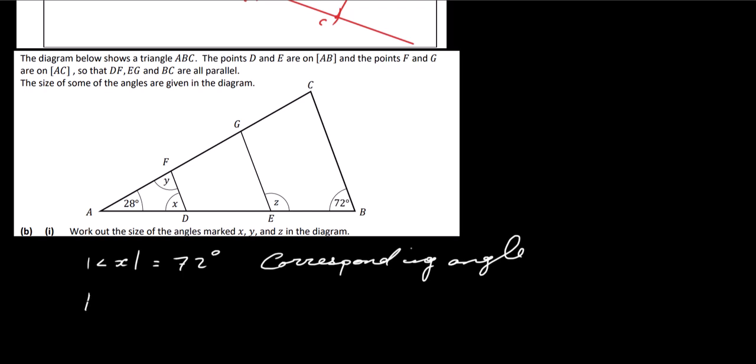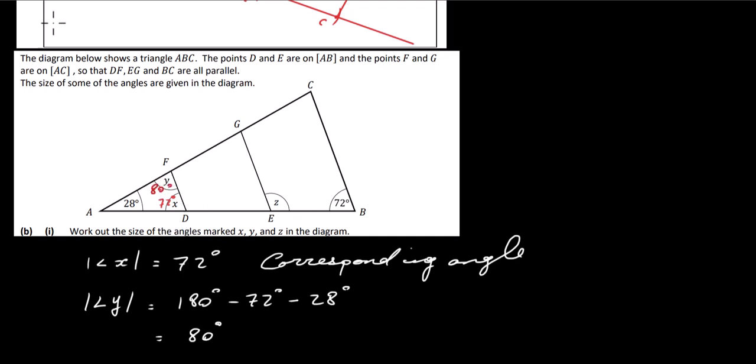So the size of the angle Y is going to be equal to 180 degrees. Remember, we have X here as 72 degrees. So all we've got to do is add these 2 angles, subtract from 180, and that'll give us Y. So 180 degrees minus 72 degrees minus 28 degrees. When you do that, you get the angle Y, and that's just 80 degrees. So we'll just put that in there. So this is 80 degrees here at Y.